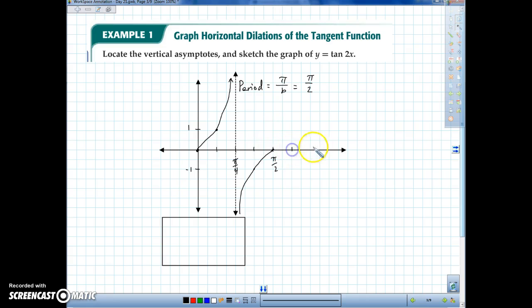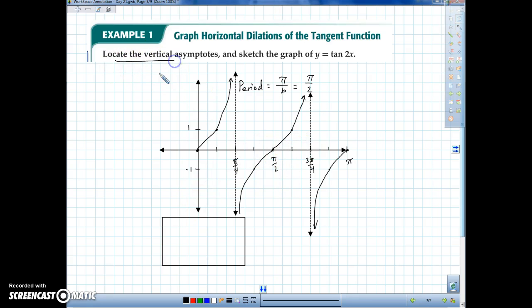I'm going to go one more period over. Draw 2 periods for tangent. This would be a complete pi right here. If we go all the way to pi, this would be 3 pi over 4. That's going to be the location of my next asymptote. Notice that pi over 4 and 3 pi over 4 are pi over 2 apart. They're always the period distance apart. Plot my +1 and -1 at a quarter of the cycle and 3/4 of the cycle. Okay, and there's 2 periods of tangent.